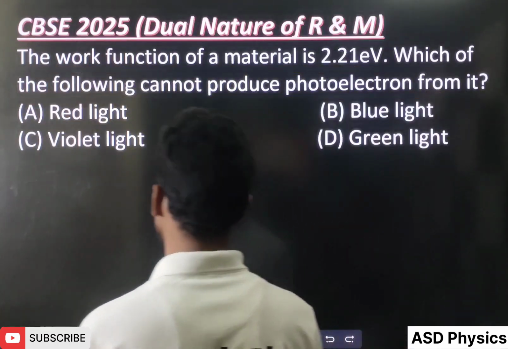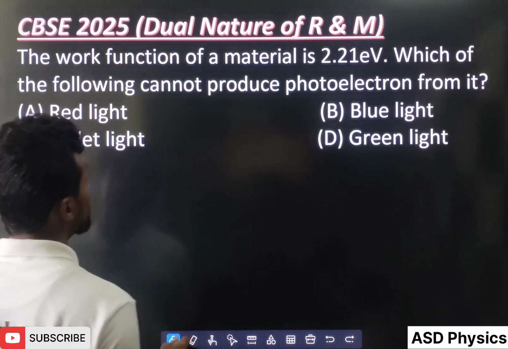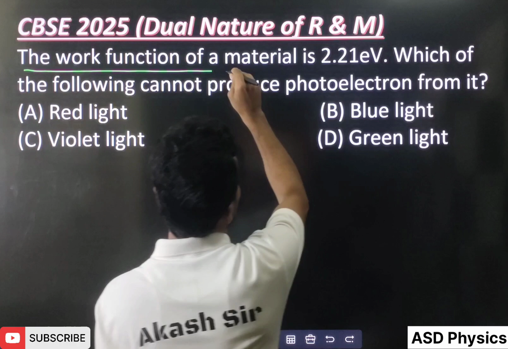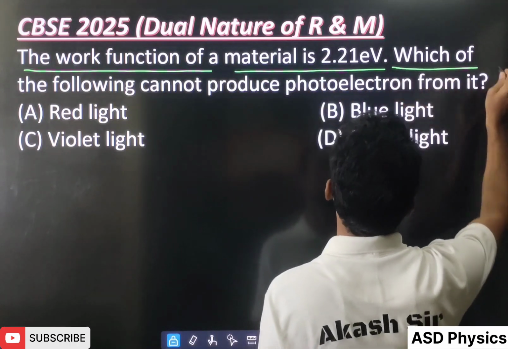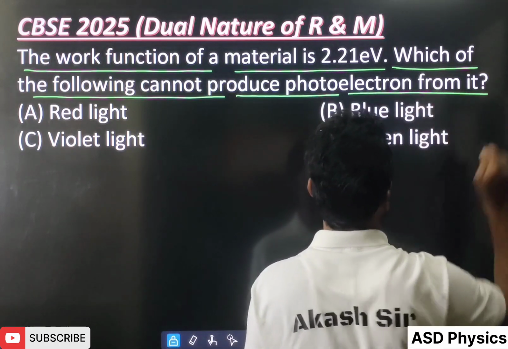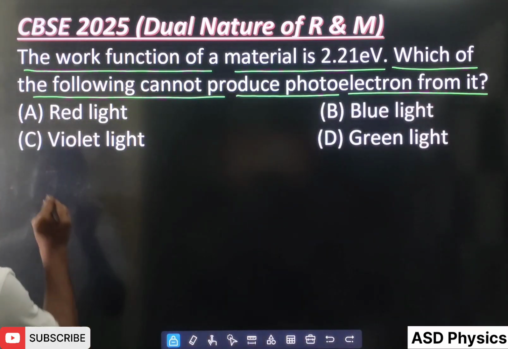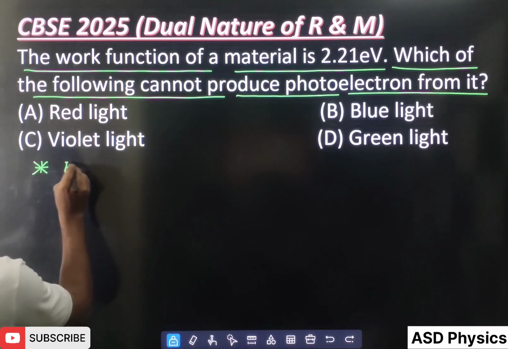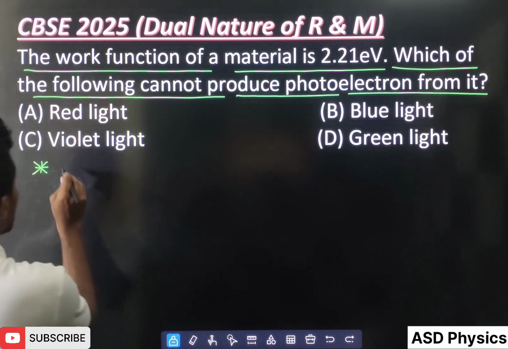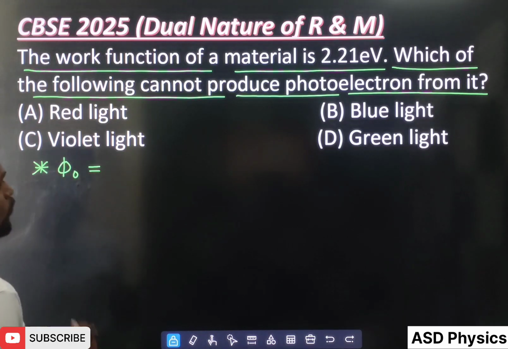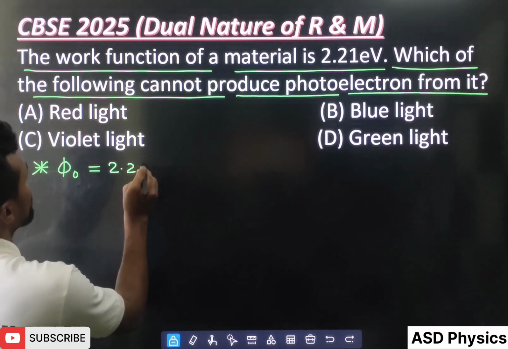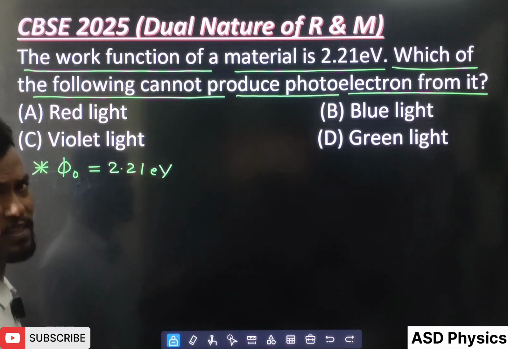Now students, we will move to the next question from dual nature of radiation and matter. See here, the work function of a material is 2.21 electron volt. Which of the following cannot produce photoelectrons from it? Here they are talking about the work function. Work function means the minimum energy required to take out the electron from the metal surface. So phi naught is given here, 2.21 electron volt, that is the work function.